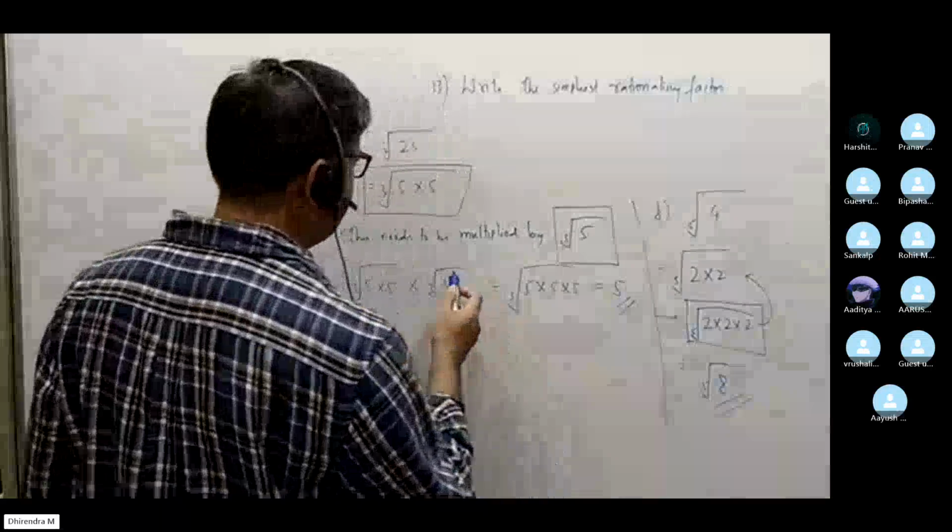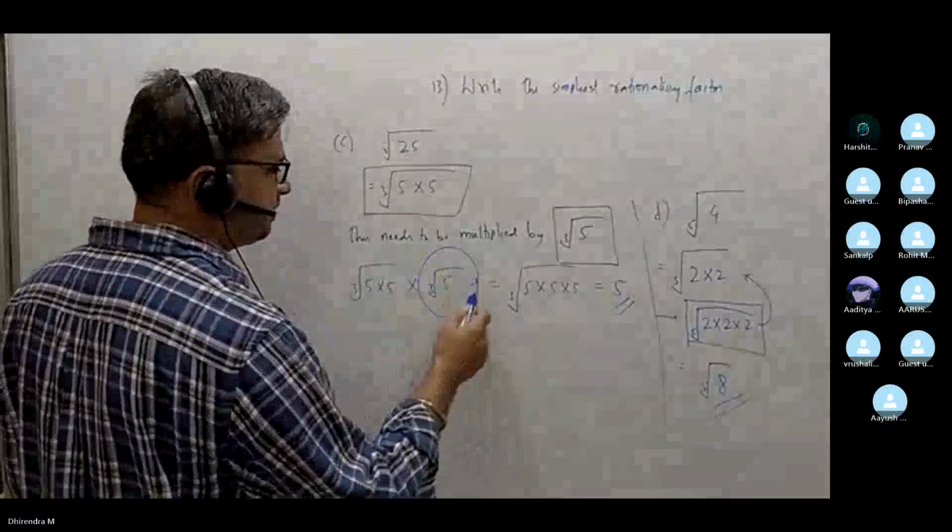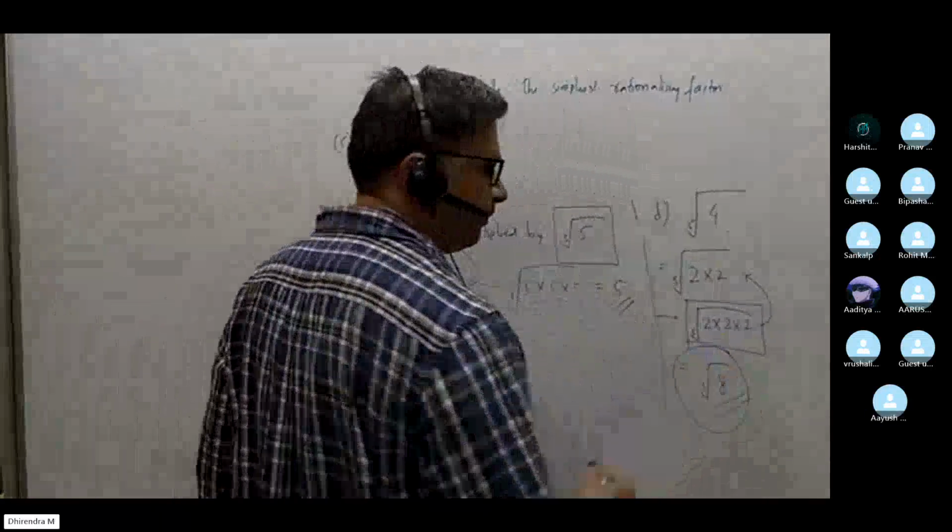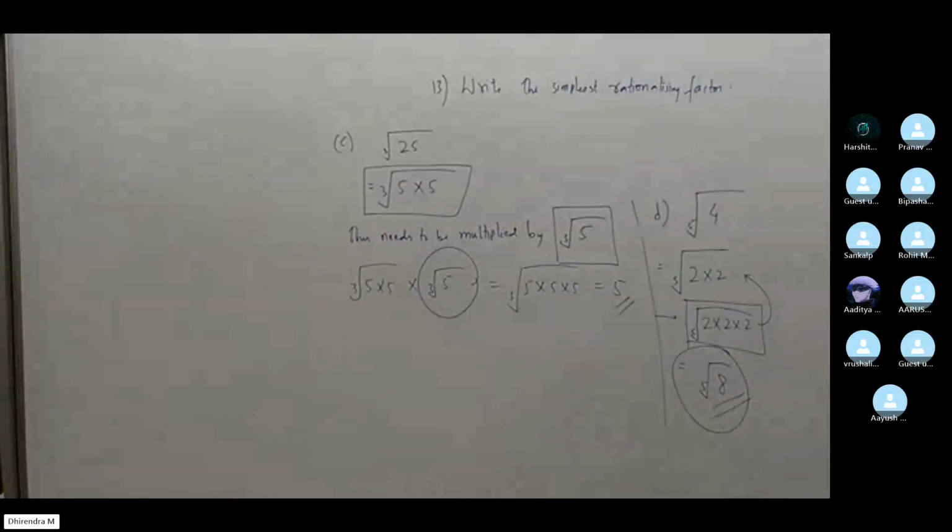So these are the answers, folks. The answer over here is this. Whatever I'm circling is the answer. Copy karo, jaldi copy karo, and then we'll solve the next questions.